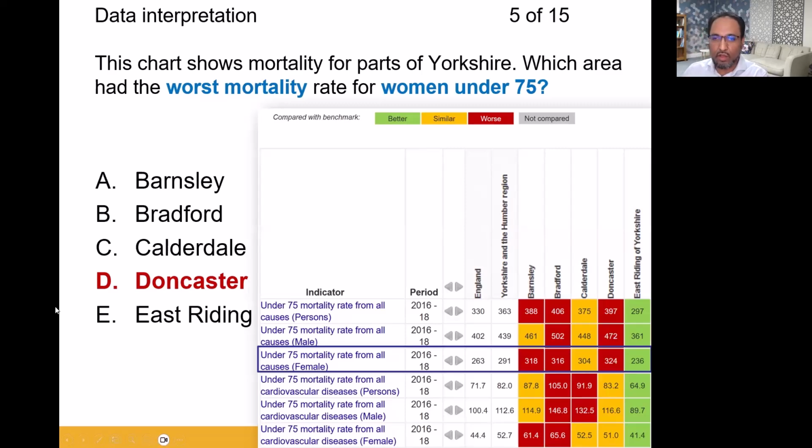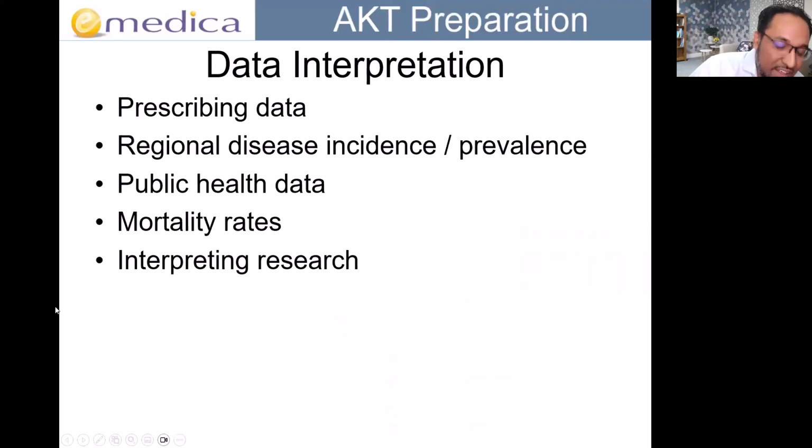Okay. So, the kinds of data interpretation questions that you can get. It could be about prescribing data, or regional incidence or prevalence of different types of disease, other types of public health data, like cancer data, demographic data. What kind of age groups are in this practice or in this area compared to other areas of the country? Mortality, subsets of that, cardiovascular mortality, infant mortality. Interpreting research, so more classical stats type questions, so different types of graphs.